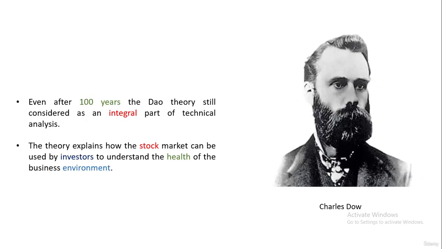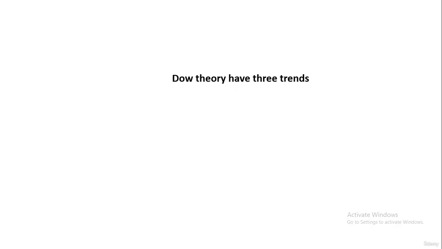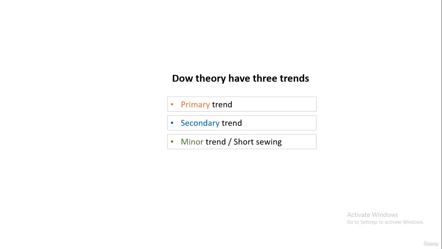So let's start. Dow theory is an important part of technical analysis. This theory helps to understand the market better and identify the price and volume movement on a price action chart. It is considered a valid trading strategy for you. Dow theory has three trends: primary trend, secondary trend, and minor trend.